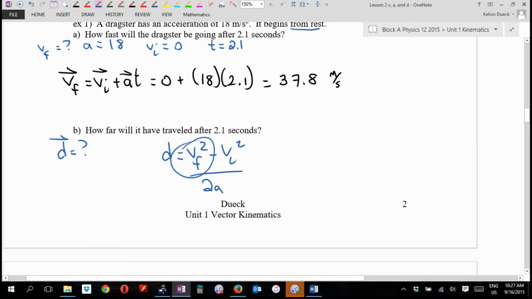Now, if this was a test and you got A wrong, but you used A to find B, I will give you full marks for part B, even though you got the wrong answer. Or, Quinn, if you're writing a test for me and you can't find A, write a note, Mr. Dueck, I can't find V final. Make up a reasonable value. I'm going to make V final be 50 meters per second. By reasonable, like, don't go faster than light, or heck, for a dragster, don't make it 1,000 meters per second. They don't go that fast. Go with a reasonable value, and then just say, I'm going to use it to find part B. And I will give you full marks for part B.